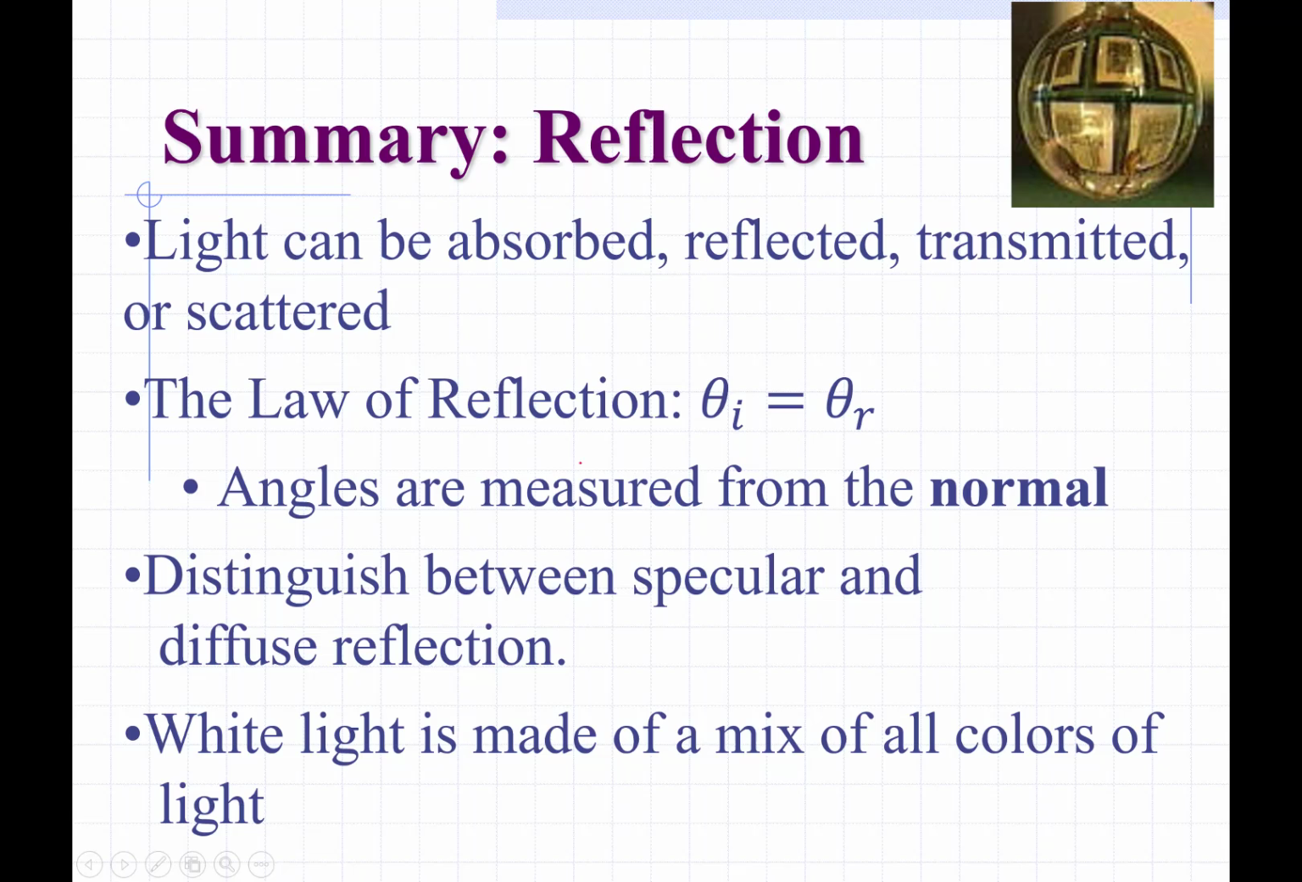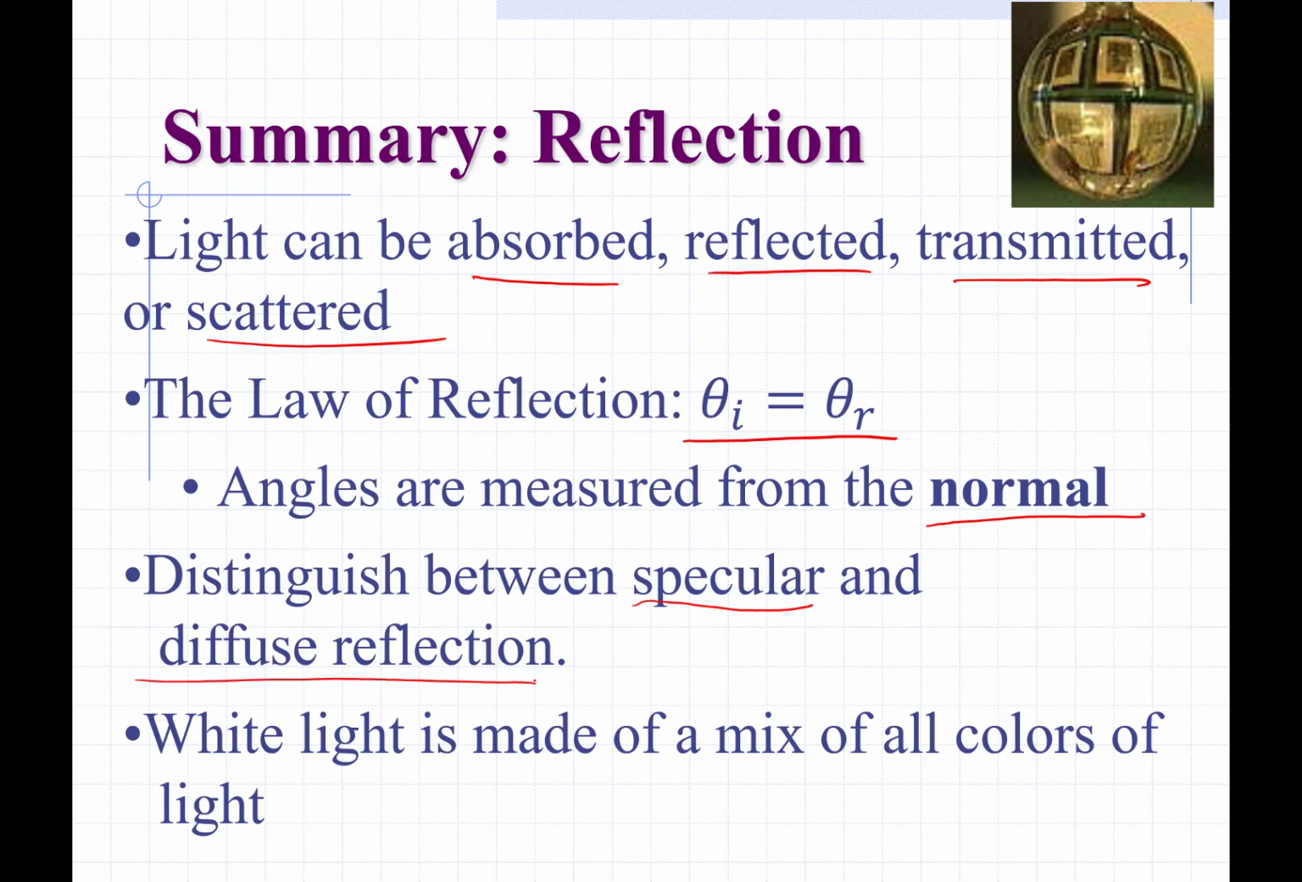In summary, light can be absorbed, reflected, transmitted, or scattered. The law of reflection says the angle of incidence equals the angle of reflection, and we always measure angles from the normal to the surface, which means perpendicular. We should be able to distinguish between specular reflection, which is like a mirror, and diffuse reflection, which is just reflection of light in all random directions. And we should identify how white light is made of a mix of all different colors of light.